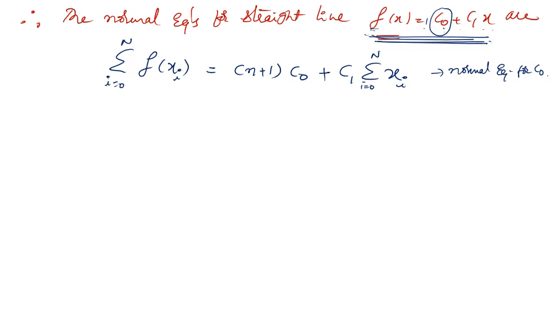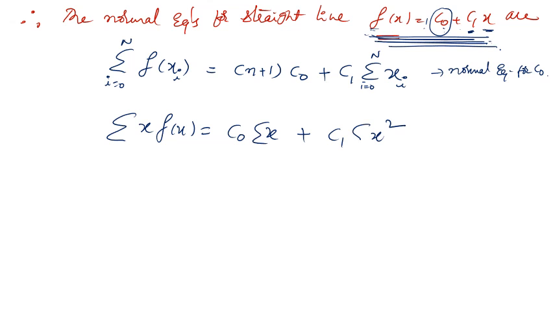Next, the normal equation for c1 is obtained. What is its coefficient? x. Multiply the given equation by x, that is c0 x plus c1 x square. Multiply this expression by x on both sides, then take the summation. If you want items, you can put i, xi into xi, here i equal to 0 to n. This is the normal equation for c1. That's it. These are the normal equations.